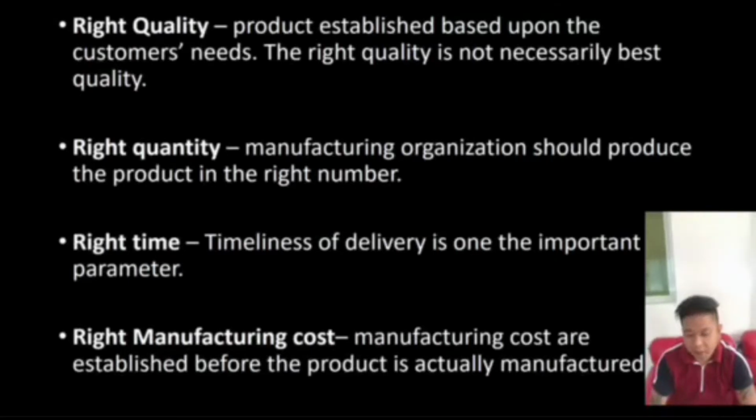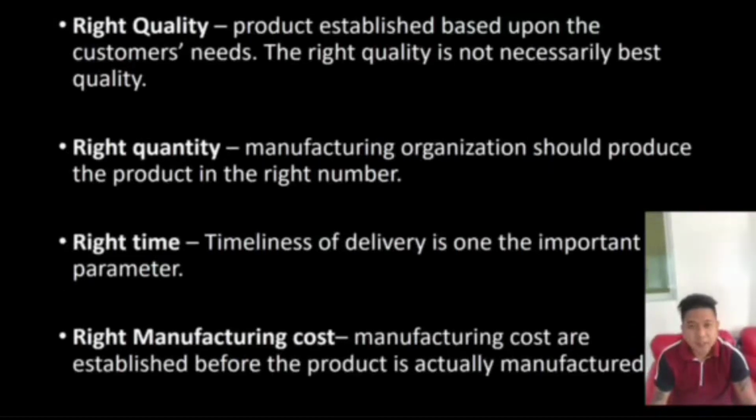The next one is the right quantity. Manufacturing organizations should produce the product in the right number. We are all very familiar with this: if the manufacturer produces in excess of demand, then the capital will be locked up in the form of inventory. And if the quantity is produced short of demand, then it will lead to a shortage of products. So the right quantity is important in production management to avoid excess and losses.